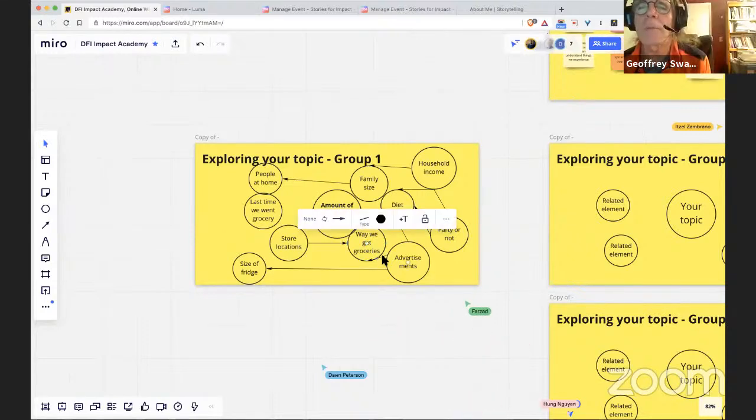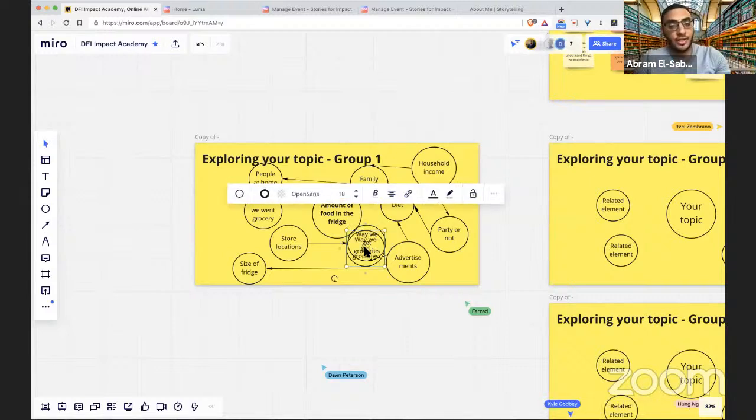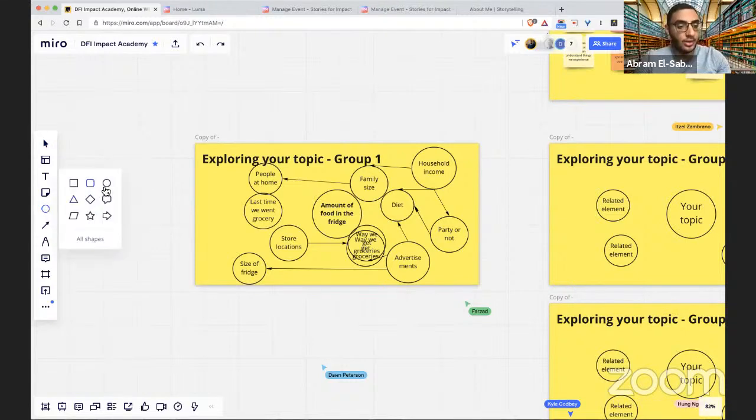How do you copy a circle? Oh, so just Control C, Control V, or you can use this thing, or you just press S, either or, and then you select circle and you've got a circle. Same thing with the Post-it note. You just select the color you want. Same thing if you want to add text. Same thing if you want to add a line.